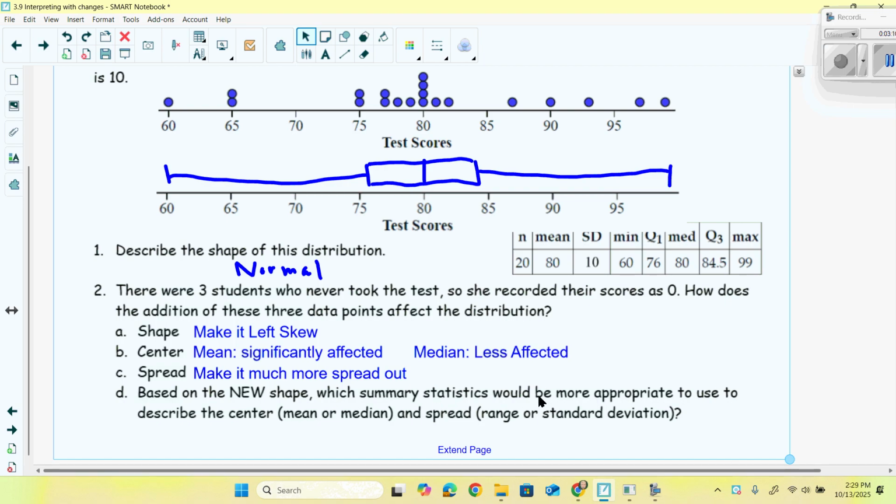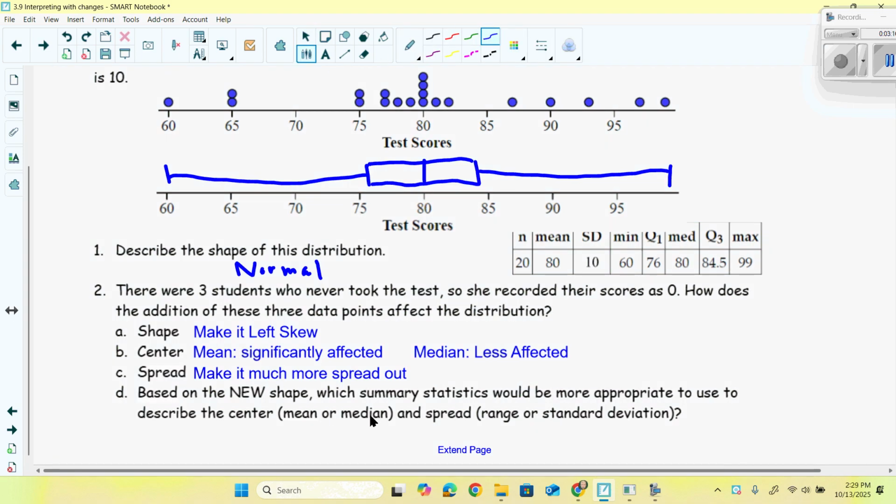And based on this new shape, which summary statistics would be more appropriate to use? Well, in this case, it would make more sense to use our median. And then for our spread, we would use the range. It's really spread out. We want to make that clear.